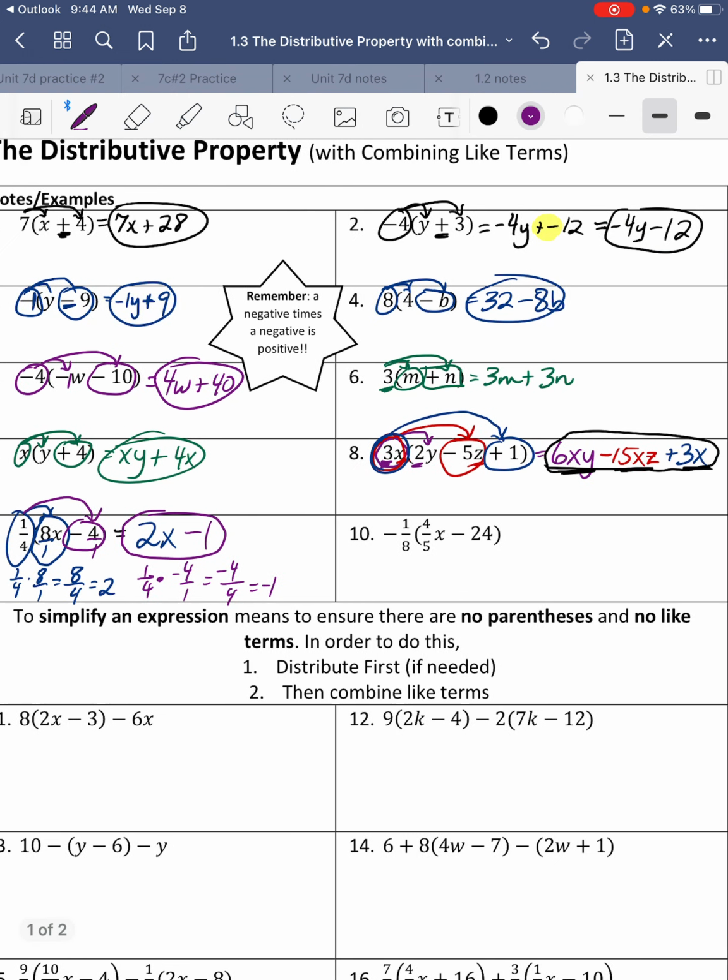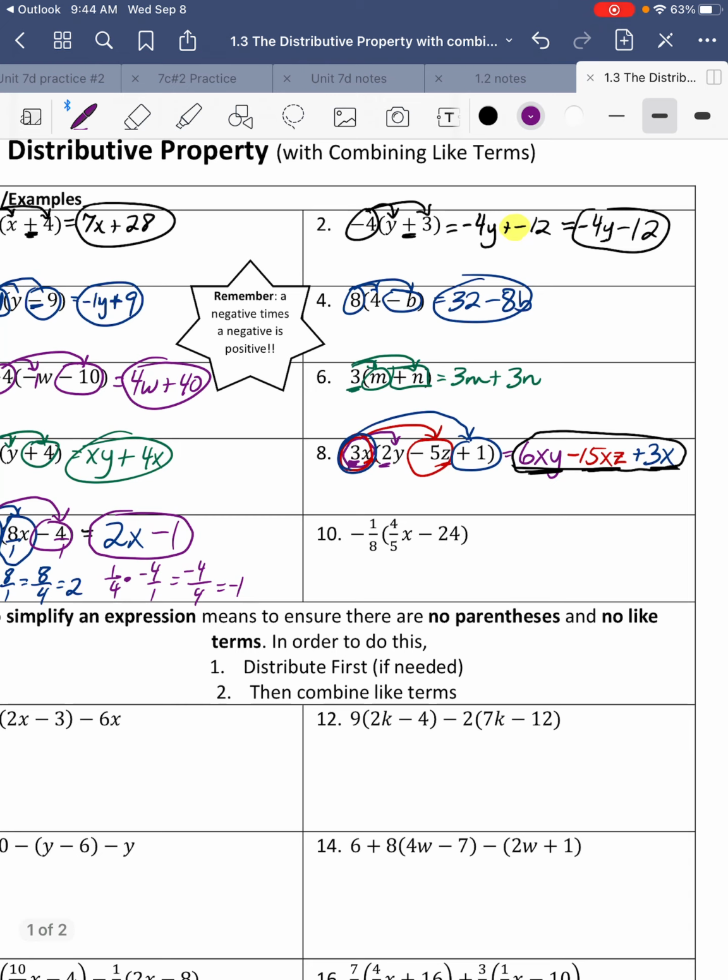And there's your final answer, no like terms. Whew, number 10. Look at these fractions. Negative 1/8 times 4/5 x. Multiply the numerators, so I'll put this negative on the numerator, so negative 1 times 4 is negative 4. Multiply the denominators, 8 times 5 is 40. I'm going to reduce that to negative 1 over 10, so divide numerator and denominator by 4. So this is going to turn out to be negative 1/10 x.